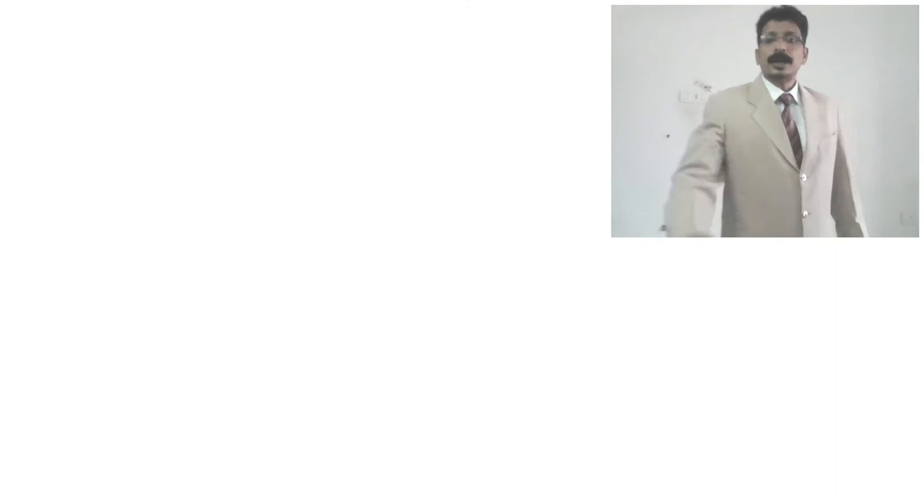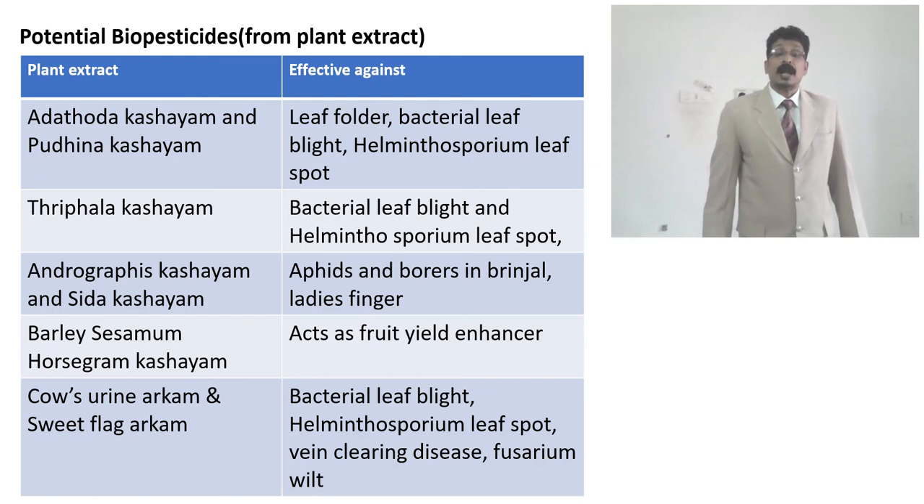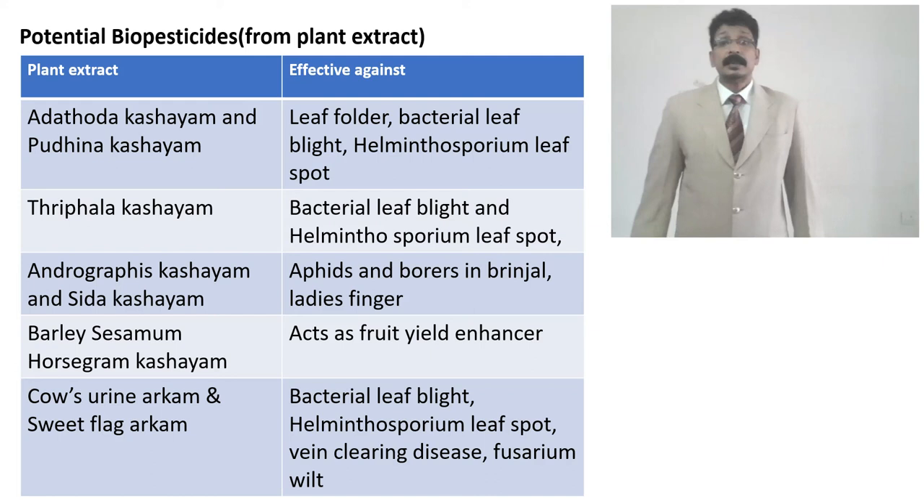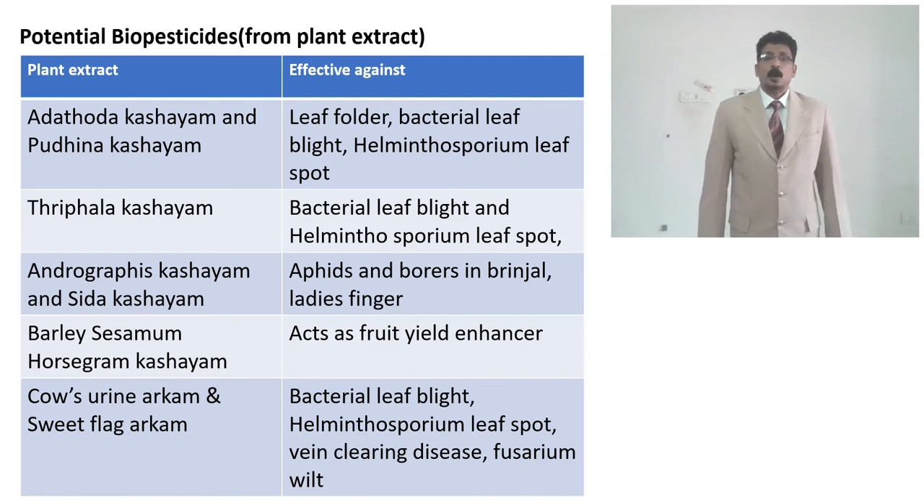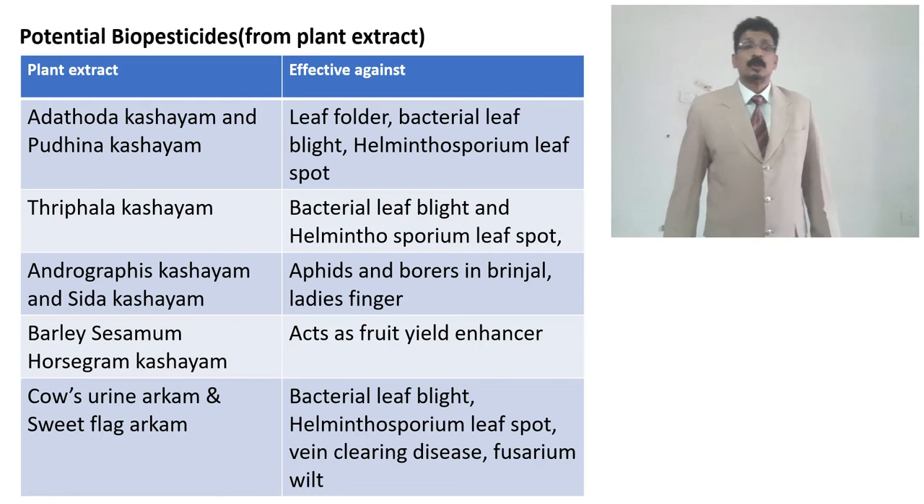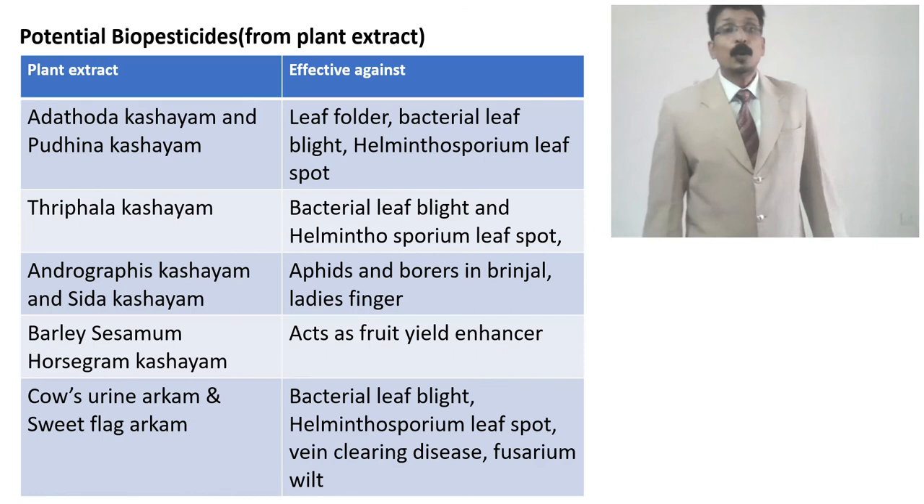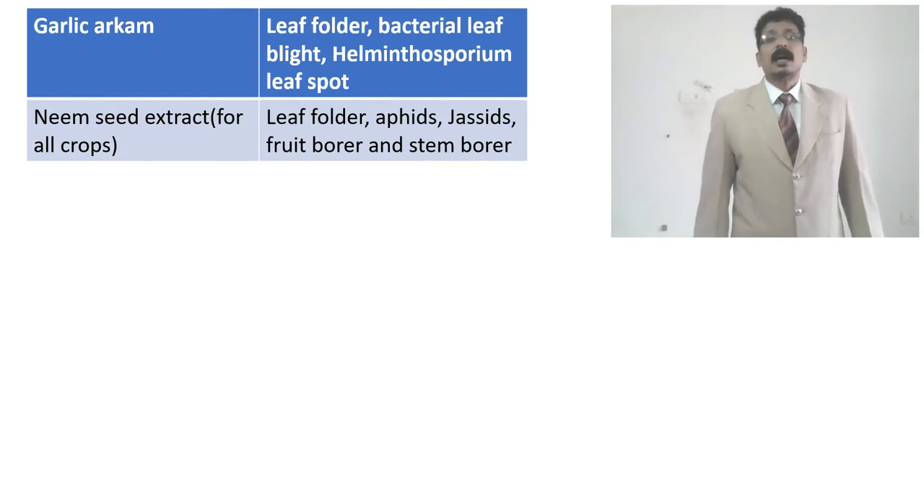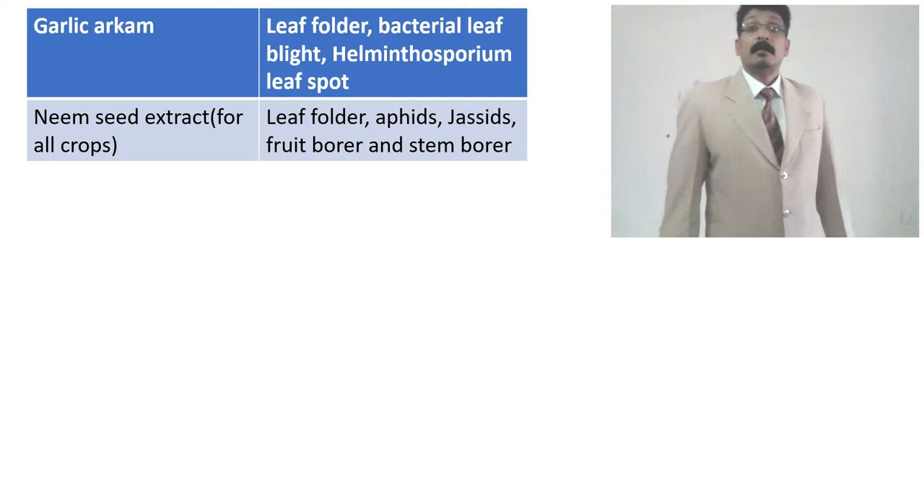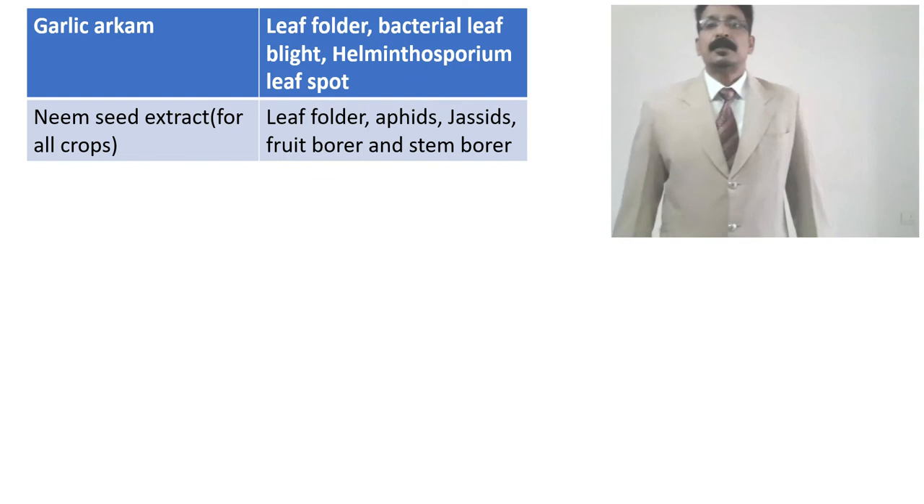Cow urine also can be used. For example, cow urine arkum and sweet flag arkum can be used for bacterial leaf blight, and also for Helminthosporium leaf spot, vein clearing disease, and Fusarium wilt. Sometimes garlic arkum can also be used for leaf folders, bacterial leaf blight, and Helminthosporium leaf spot, which can be prevented, not avoided, by using garlic arkum.